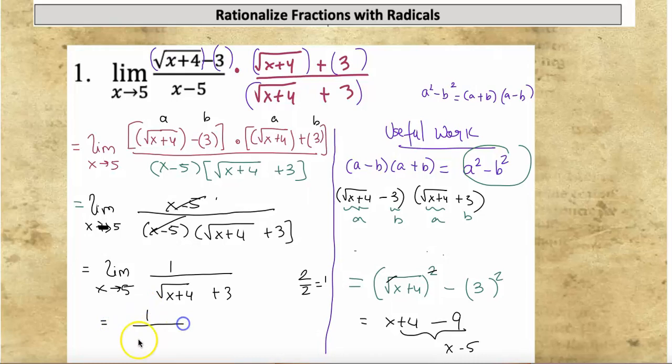Now let's substitute the values over here. So this will be 1, and this will be 5 plus 4. What is 5 plus 4? Radical 9, and radical 9 is what? It is 3. Let me write all the steps for you. Alright, so radical 9 is 3. It will be 1 over 3 plus 3, and that's 1 over 6. If you got this answer without my assistance, good job, you have already mastered this concept.